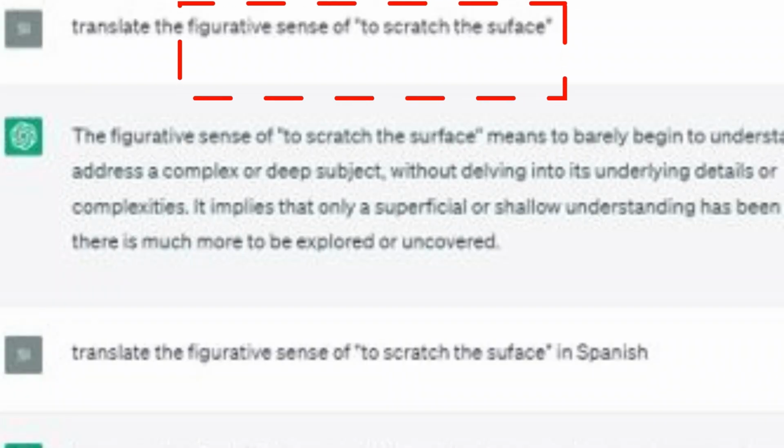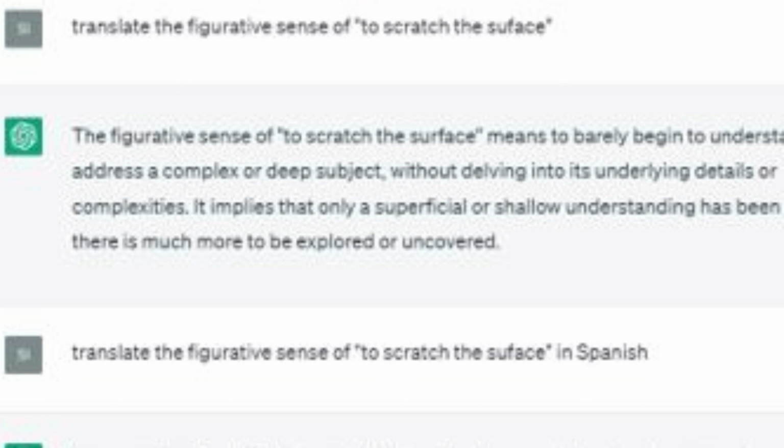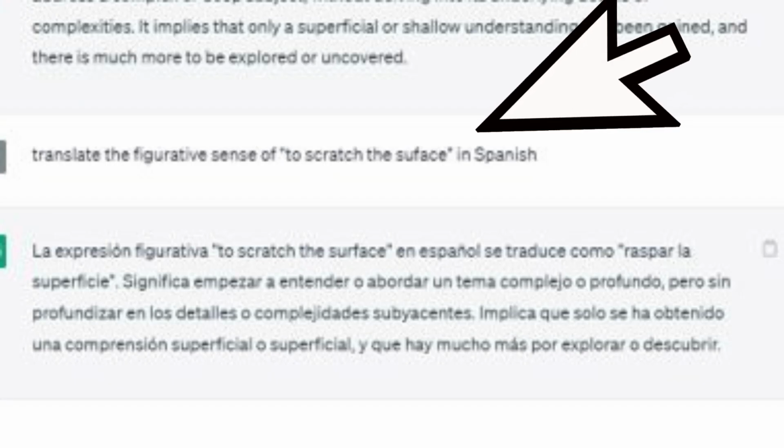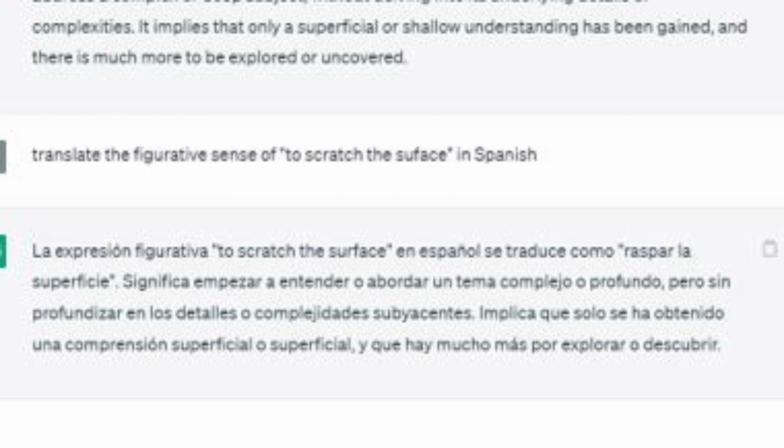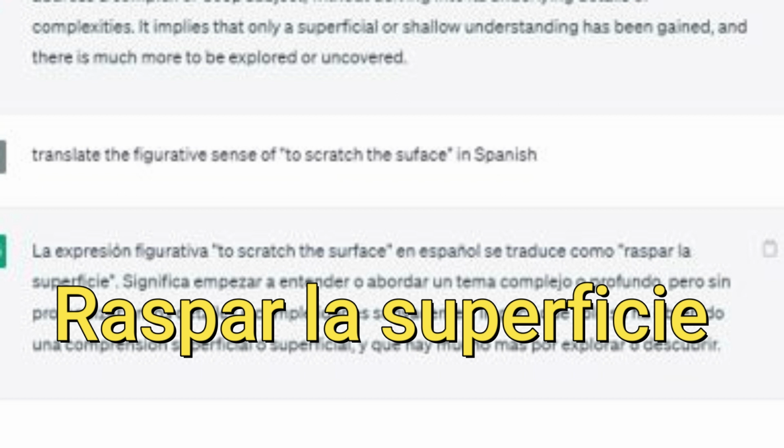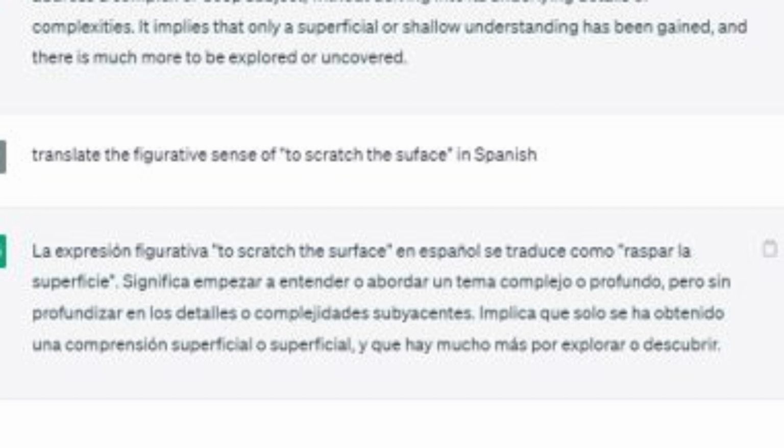Well, in this case, I gave it a bit more information. I said, translate the figurative sense of to scratch the surface, which it did in English. And then I said, translate the figurative sense of to scratch the surface in Spanish. And it gave me a lovely long explanation. It says, en español se traduce como raspar la superficie, which is also wrong. In fact, it should be something along the lines of not go into depth. So basically, both of them have failed.